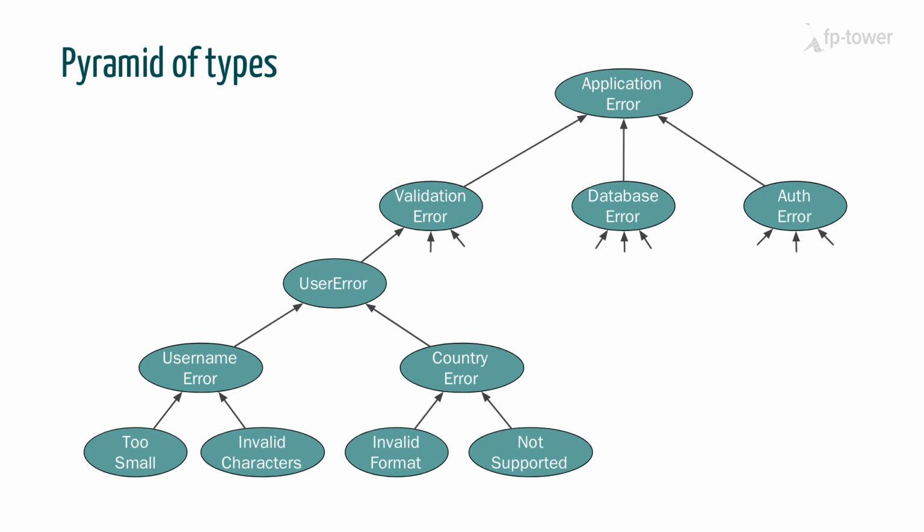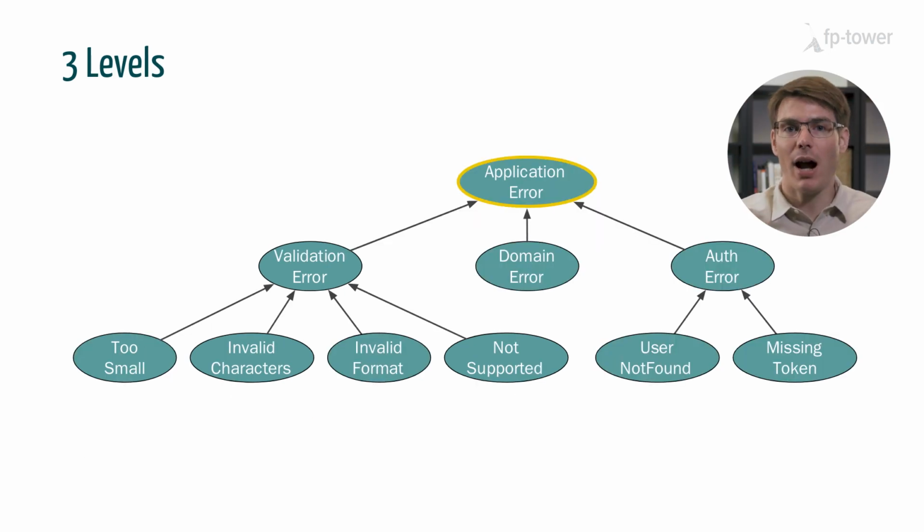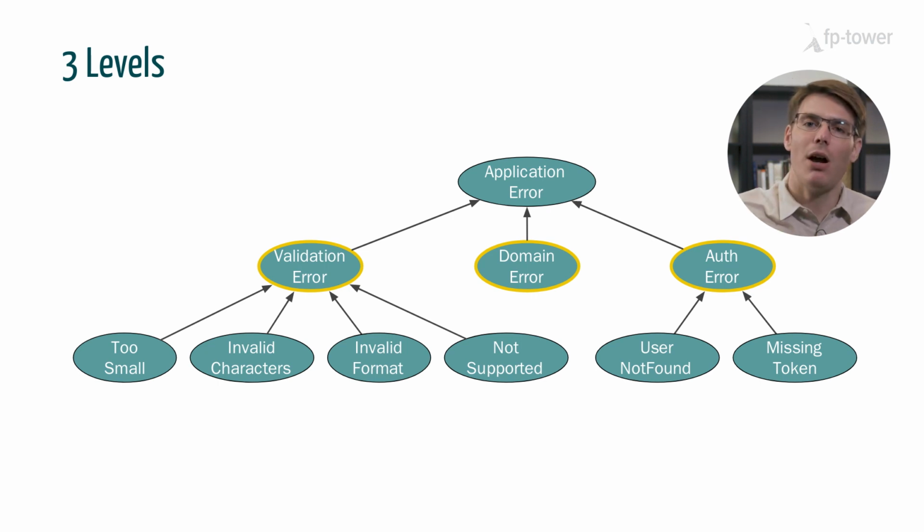It's time-consuming and difficult to manage. That's why I recommend that if you go for this approach, you limit the hierarchy to a maximum of 3 levels. 1 at the top level, application error, common to all errors within the application. 2 a middle layer with an error type per subsystem, such as validation error for input validation, auth error for the authentication layer, and maybe 1 error type for each domain of the application.